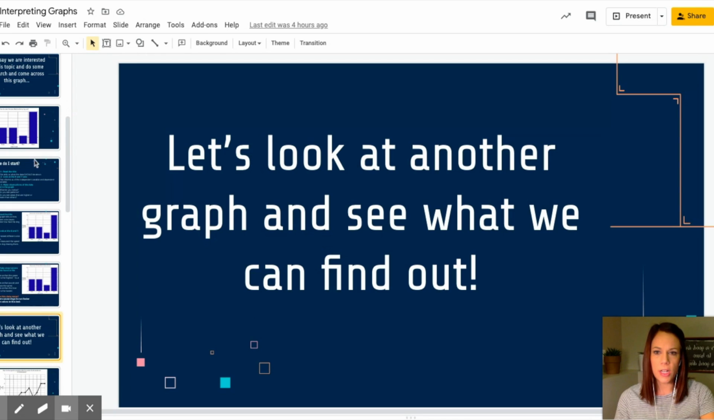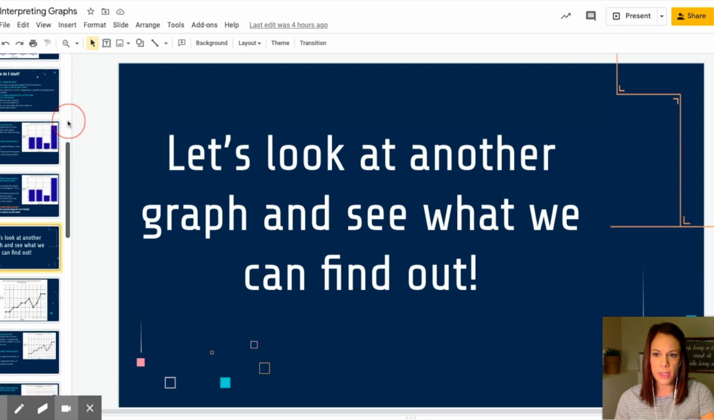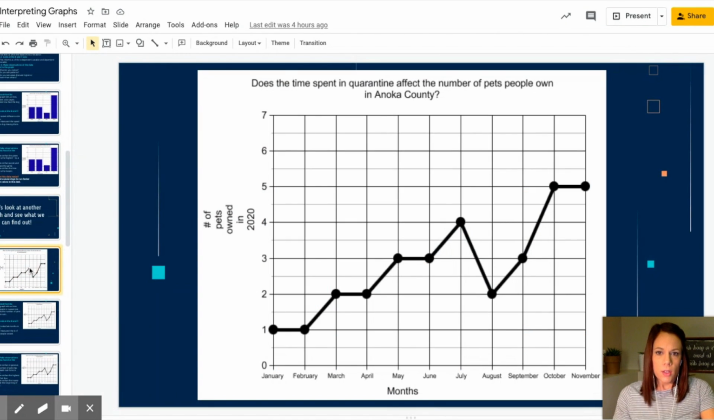All right, we're going to look at another graph and do the exact same thing. Here we go. So here's our graph. Take a look at it. Again, we're going to go through those 3 steps: titles, labels, so we know our variables, and then what does the data show? So I want you to think about this. I'm going to give you some awkward pause right now to look at this graph and read what it's telling you. Do that right now, please.